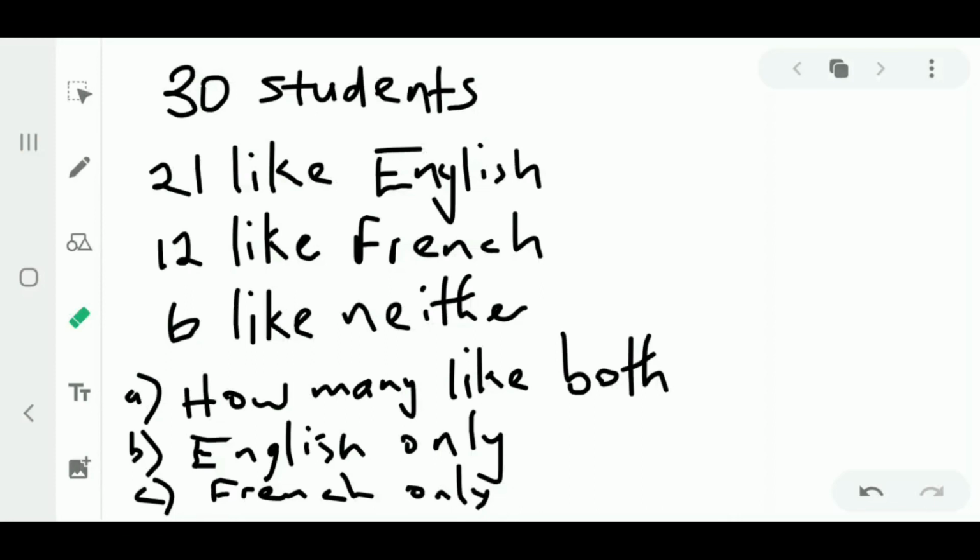So now we have another question here. We have 30 students in total. 21 like English, 12 like French, 6 like neither. So we want to find how many like both English and French. Then we want to find English only and French only.